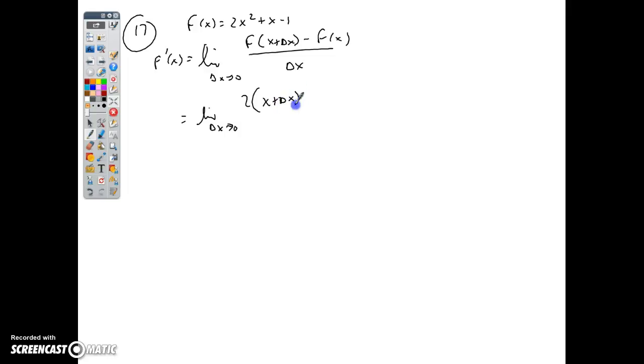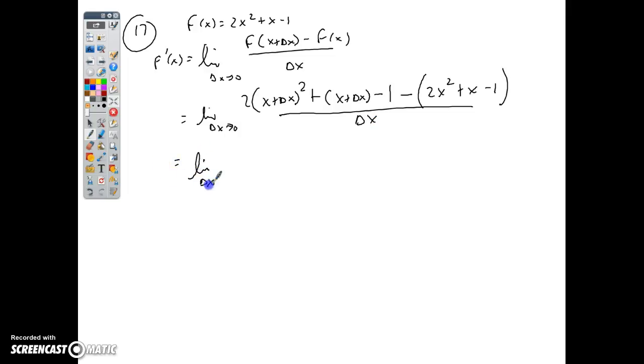2(x plus delta x) squared plus x plus delta x minus 1 minus parentheses 2x squared plus x minus 1, all over delta x. Now again, if you're bored, plug in 0, get 0 over 0, waste your time. It's always going to happen this way because we're setting up to do that. The rest of this, by the way, is mostly algebra. As I said, the hardest part of calculus oftentimes is just the algebra.